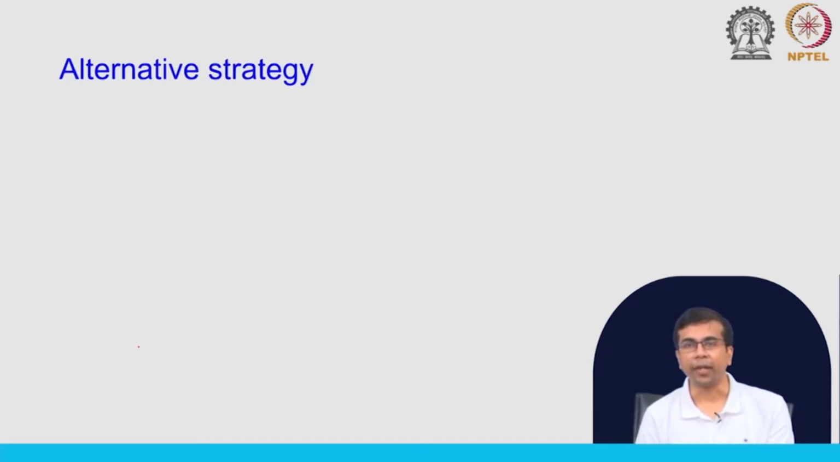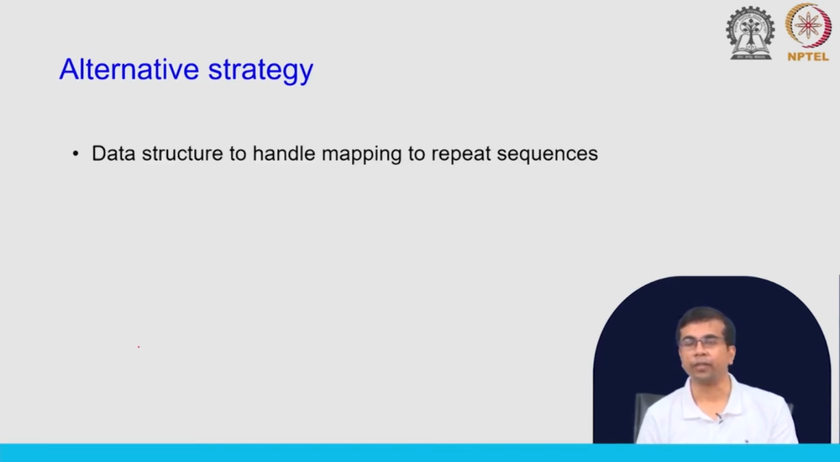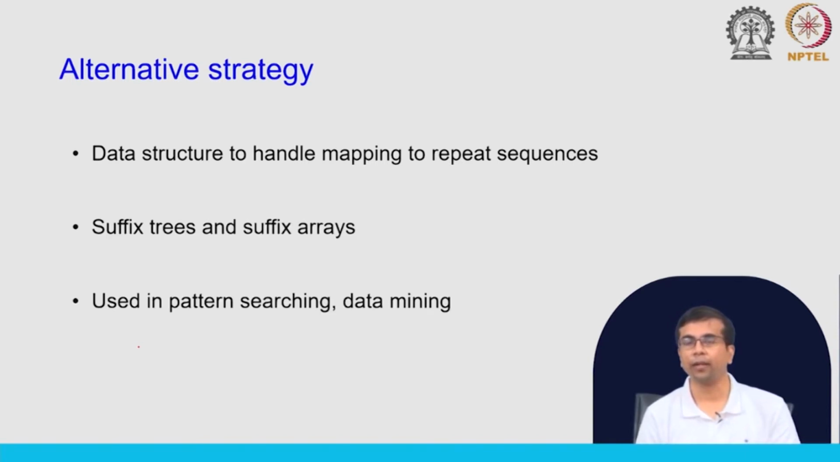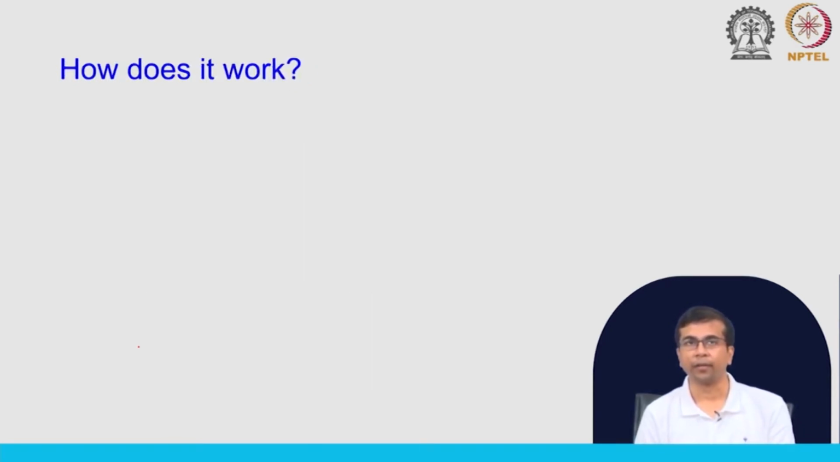So, is there any alternative strategy, right? So, one of the things that researchers have come up with is something like a data structure that can handle mapping to repeat sequences. So, at least we can address the issue of this mapping to repeat sequences. Okay. And these are the structures, suffix trees and suffix arrays, and these have been used in pattern searching, data mining etc. beforehand. So, how does this work? Okay. And we will now discuss this slowly, right, step by step, and we will build these suffix trees and then suffix arrays and we will see how we can search very efficiently using these data structures.